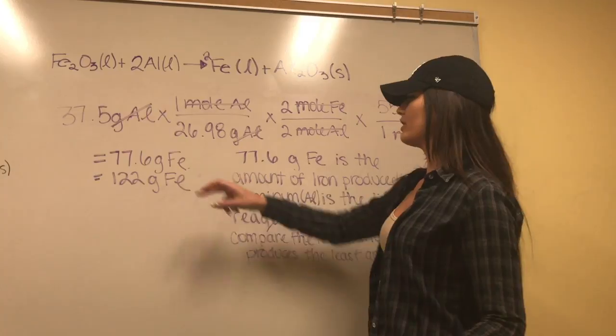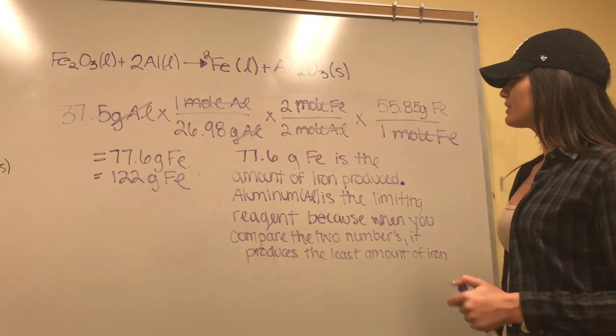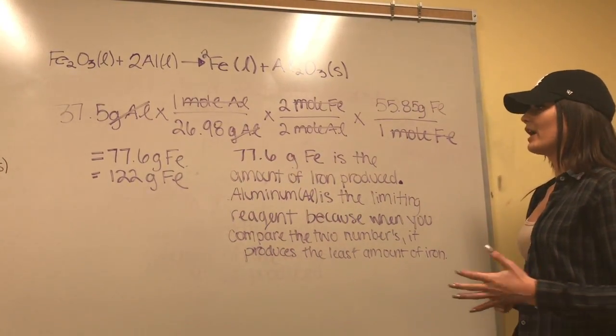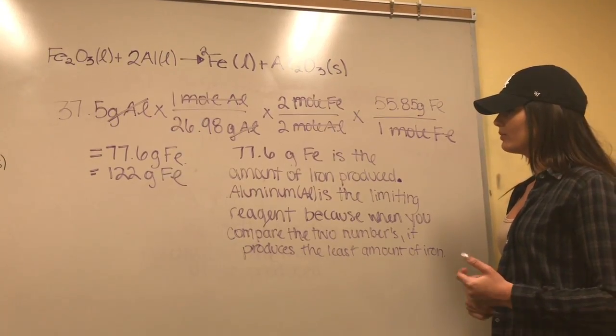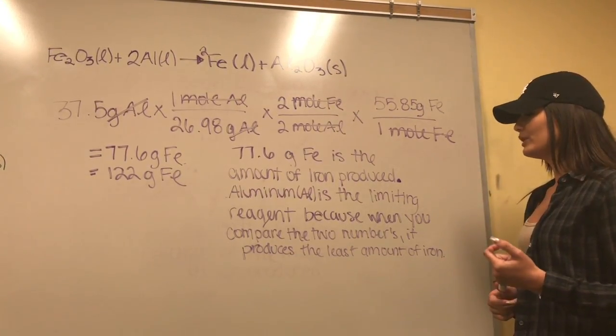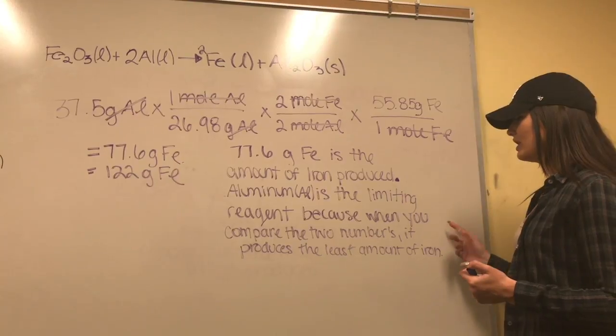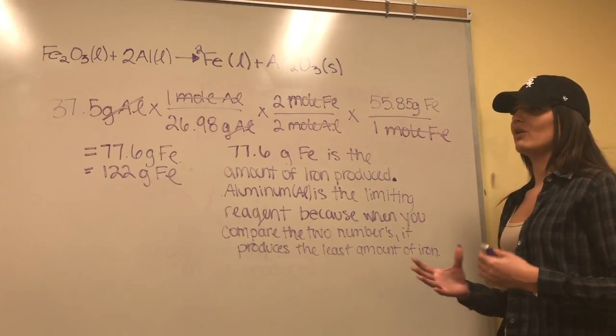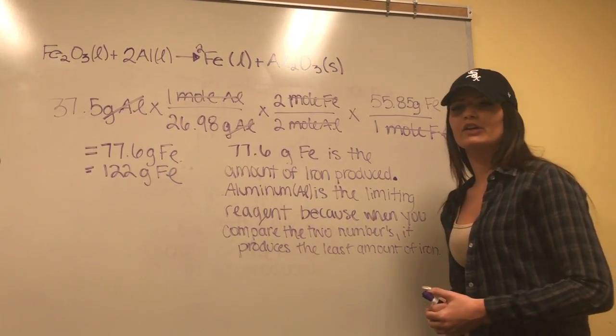Okay, so those two solutions we got is 77.6 grams of Fe and 122 grams of Fe. Since this is a smaller number, 77.6 grams of iron is the amount of iron produced, and aluminum, or Al, is the limiting reagent, because when you compare the two numbers, it produces the least amount of iron. So you're always going to want to take the smaller number to get your limiting reagent.